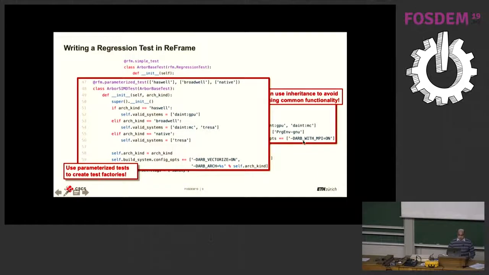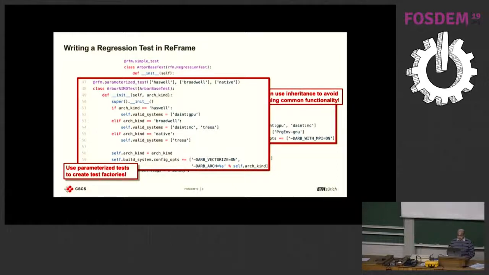We can have not only a simple test on top, but we can also have this parameterized test. Then I have a factory. So instead of having to write a factory class or a factory function to spawn several tests, I can parameterize them. So in this case, we're parameterizing a different test that will compile for Haswell, Broadwell architecture, and a native architecture that can be the current one that you're using, or any other architecture. Right? So you can see it's really simple to write tests in ReFrame.